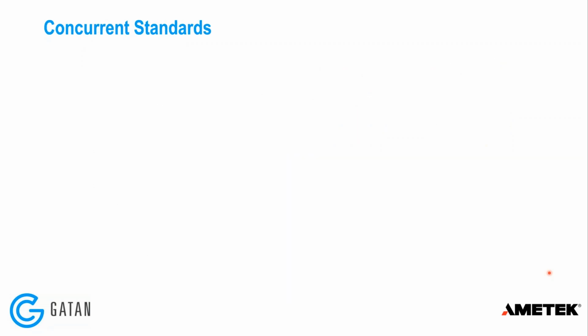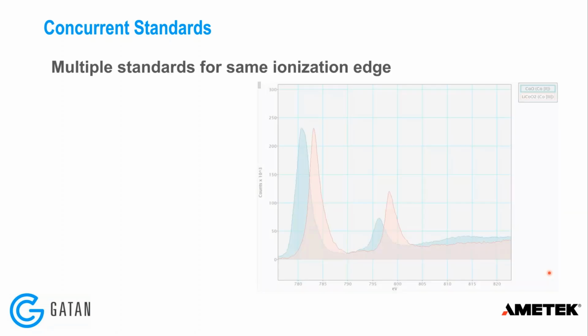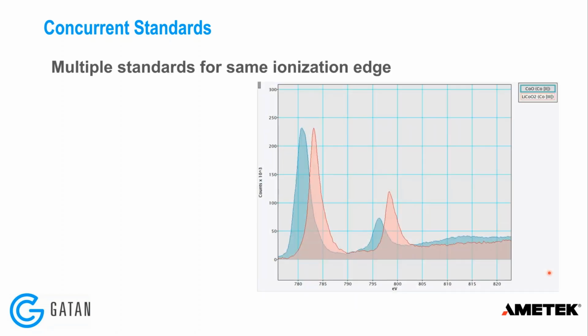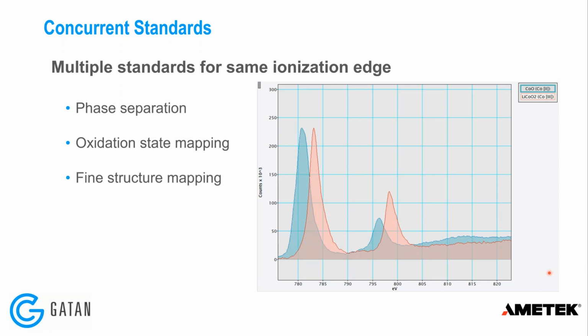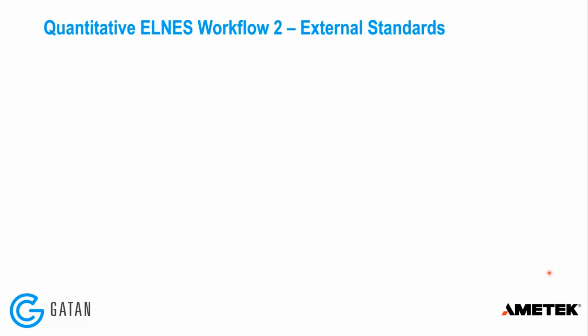So what do we mean by concurrent standards? This is the new approach where we're using multiple standards for the same ionization edge when we're doing EELS quantification. Why is that useful? It allows us to do phase separation. We can do oxidation state mapping, fine structure mapping. There are some really nice things that we can do with this new method that we couldn't do before.